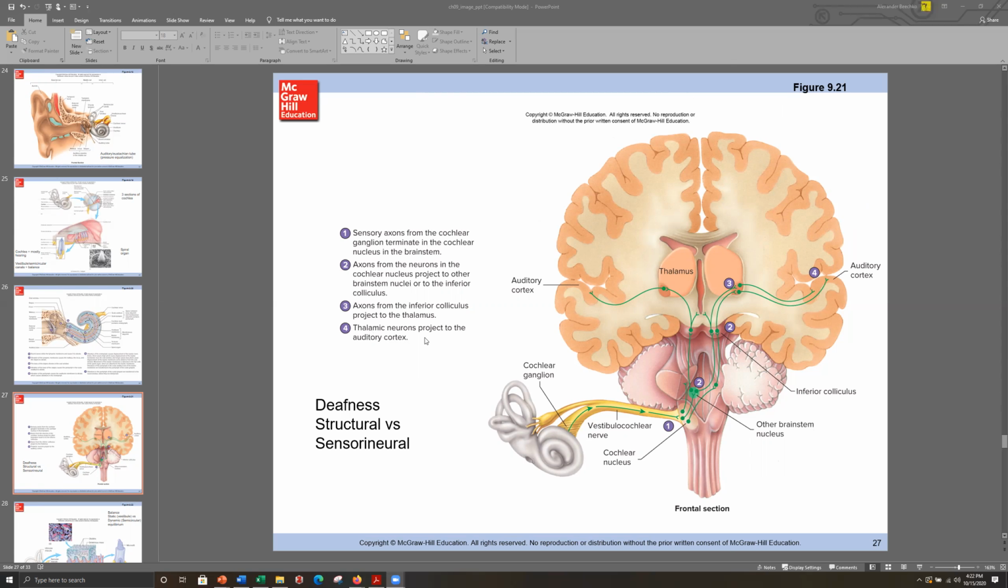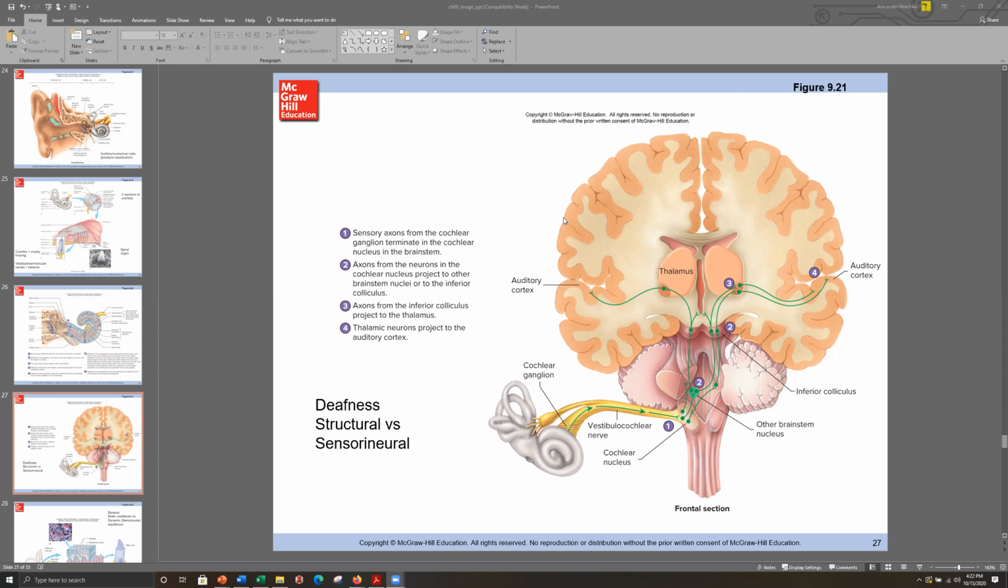So deafness can come from a variety of different regions. You can have structural deafness, which can be linked to things like conductive deafness, or you can have sensorineural deafness. So hearing impairment can have many causes. In general, there's two categories of hearing impairment, so conduction deafness and sensorineural hearing loss.